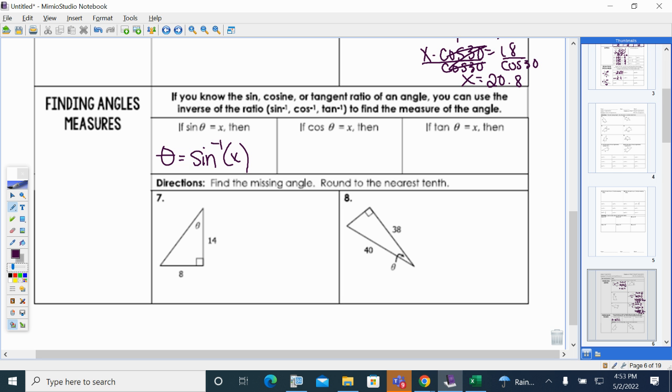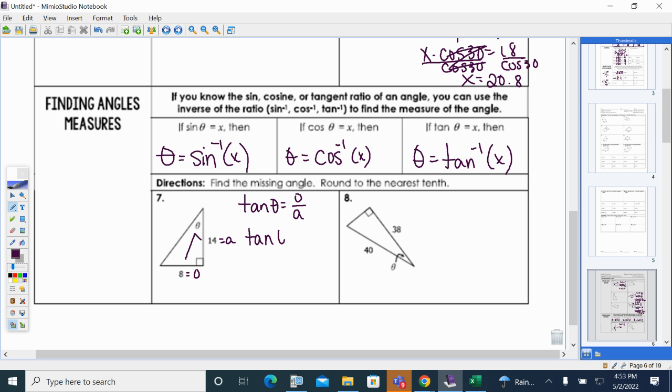Same thing for cosine. If cosine of theta is equal to x, then theta is going to be the inverse of cosine. And same thing for tangent. The theta is going to be equal to the inverse of tangent of x. So looking at number 7, we've got theta, and we've got the opposite side, and we've got the adjacent side. So opposite and adjacent would be tangent.